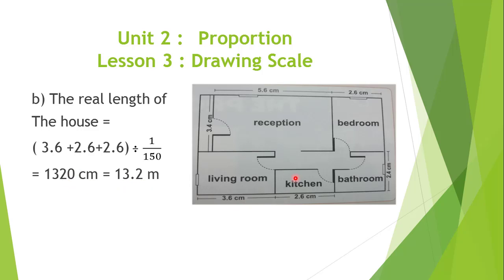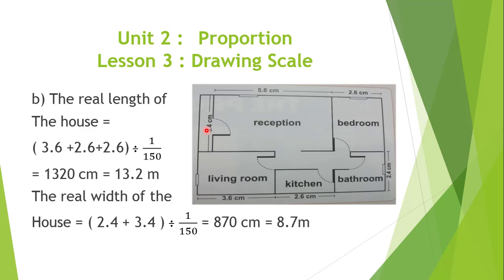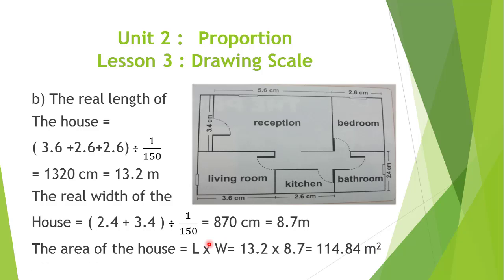What about the real width? The width here is 2.4 plus 3.4. So the real width 2.4 plus 3.4 also divided by 1 over 150. It will be 8.7 meters. So the real length is 13.2. The real width is 8.7. Can we calculate the area? Yes, of course. The area is like an area of rectangle, length by width. So the area will be 114.84 meter, and don't forget meter squared, because this is area, not a length.